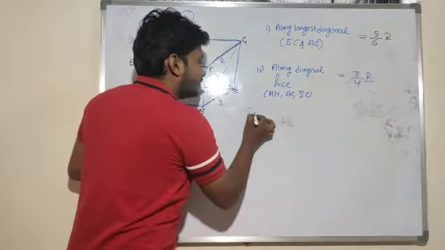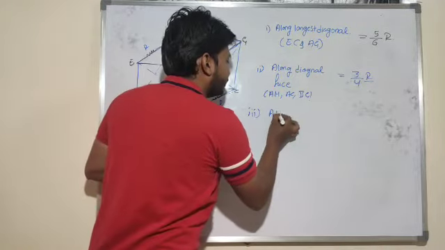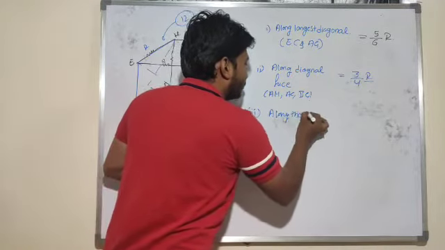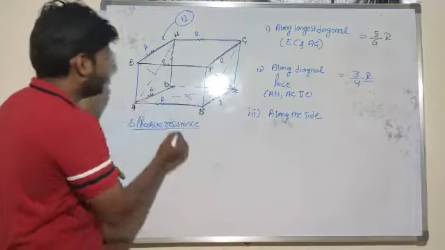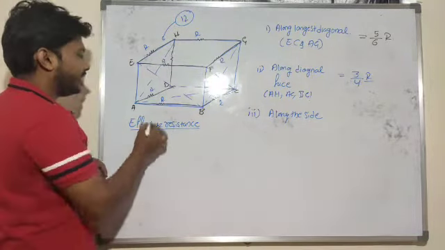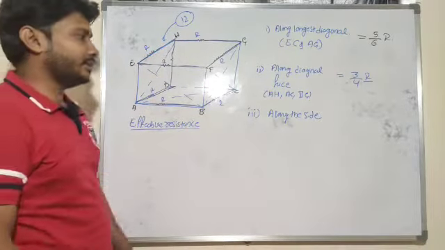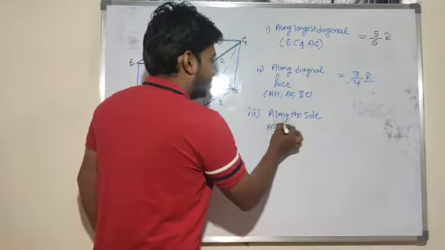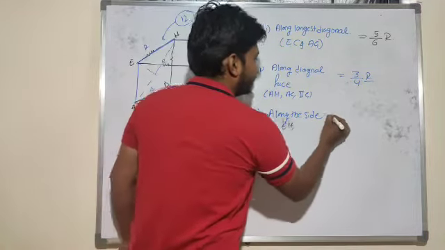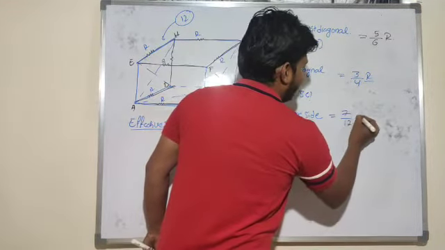So the third one is along the side here. Side means resistance between AB, or resistance between AD, or resistance between E and H here. So for example, A to D, E to H, whatever. So that is 7 by 12 R.